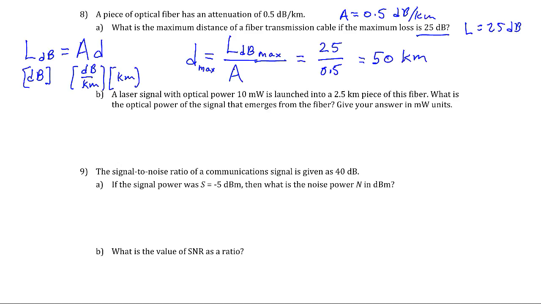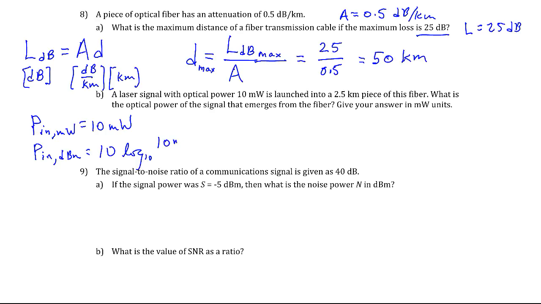Okay, so what we've got is P in. We're given P in milliwatts, actually, so let's go ahead and convert it into dBm. P in milliwatts is 10 milliwatts, and P in dBm is 10 log base 10 of 10 milliwatts over 1 milliwatt, and this is 10 dBm. 10 is 10, whether it's milliwatts or dBm. Okay, and we're given that it's a 2.5 kilometer piece, so D is 2.5 kilometers, and we're asked to find P out.